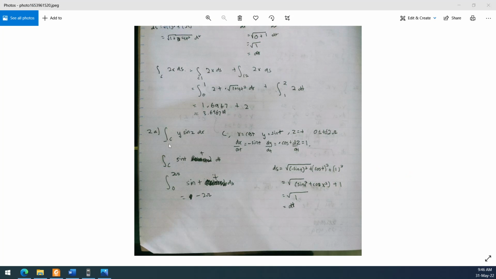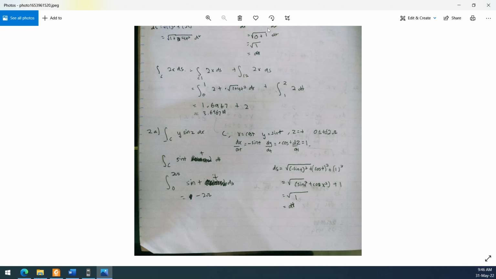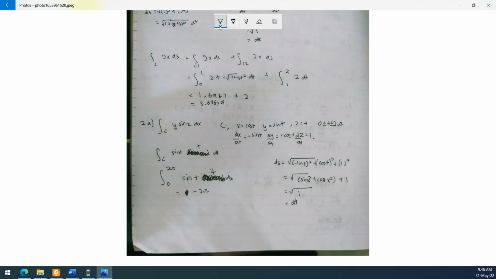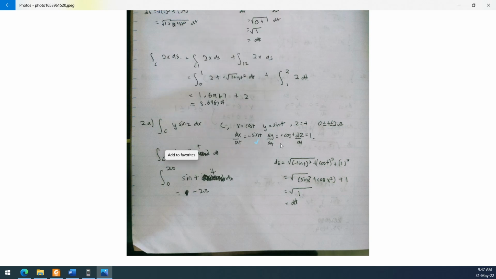To A, let me check. The integral is y sin z ds, lowercase s, along curve C. C is x equals cos t, dx/dt is negative sin t, correct? Y is sin t, dy/dt is positive cos t, which is correct. Z is t, so dz/dt is 1, so it's correct. Okay, so correct, correct, correct.